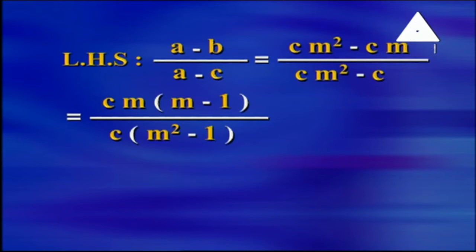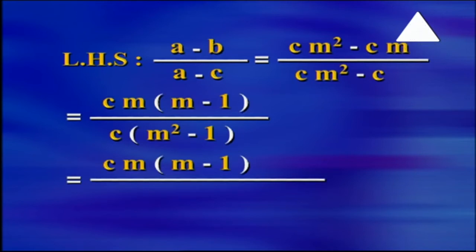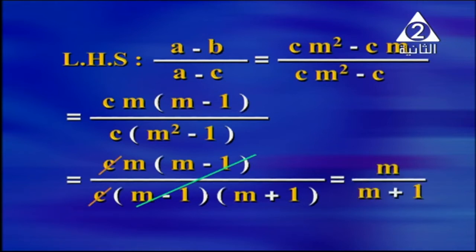But first of all, you are going to notice that m to the power 2 minus 1 can be factorized. So we can say that it is cm times m minus 1 over c. It is a difference between two squares, so the two brackets will be m minus 1 and m plus 1. By reducing, c is reduced with c, and m minus 1 is reduced with m minus 1, to obtain a result of m over m plus 1. And this is the first side, which is the left-hand side.